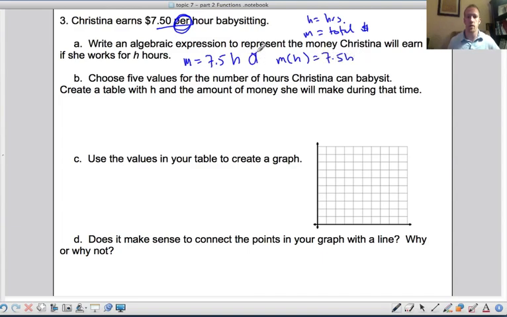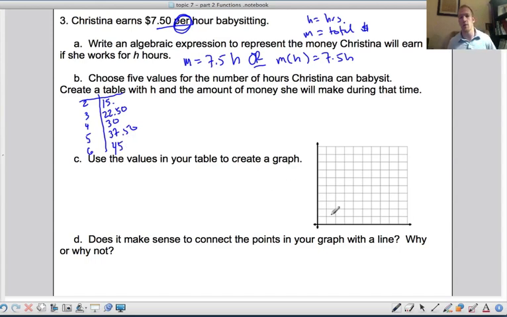Same exact thing. Okay. Choose 5 values for the number of hours she can babysit, create a table, and graph it. So we got, let's say, 2, 3, 4, 5, 6. Why did I start at 2? I don't know. Why not? So if she babysat for 2 hours, that would be $15. Babysat for 3 hours, that would be $22.50. Babysat for 4 hours would be $30, $37.50, and $45.